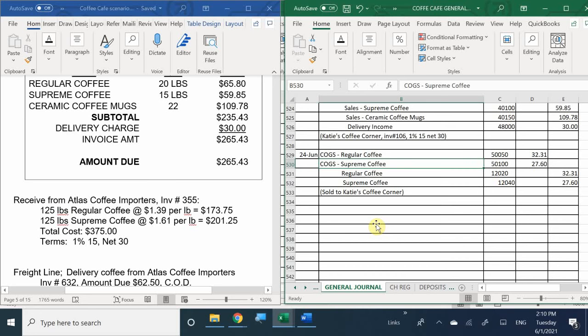Received from Atlas Coffee Imports. So it'd be 6/24, we'd put regular coffee, good. And the number's 12020, and debit 173.75. And Supreme Coffee is 12040, and debit 201.25.